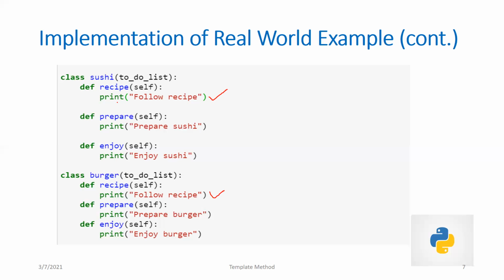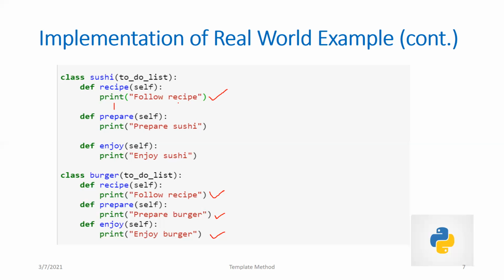But you can also elaborate this output section if you design your template as you wish. So you can also make some difference in these two recipe lists. After that, the prepare function comes, and here he will prepare his burger. After that, he will enjoy his burger. So you see, all three functions are the same for both classes, but the output is different.